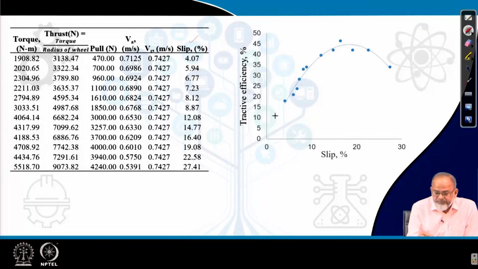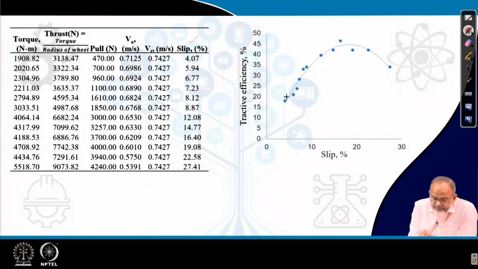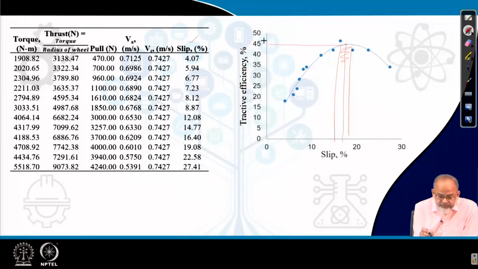Those data I have plotted here on the right side. We can see slip data is on the x axis and tractive efficiency data on the y axis. What I obtain here is the tractive efficiency is increasing at a very fast rate, reaching a peak. Then with further increase in slip, the tractive efficiency is going down. That means there is a particular value of slip, or a very narrow range of slip, where we are getting the maximum tractive efficiency, which in this case is around 45%.